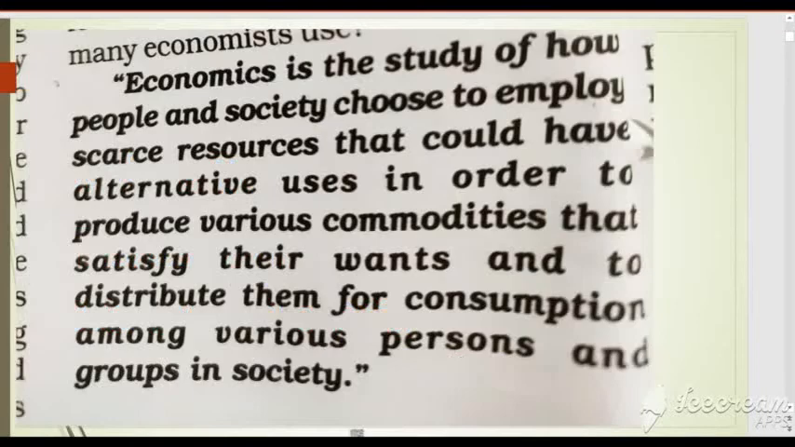Children, this is the definition of economics. Economics is the study of how people and society choose to employ scarce resources that could have alternative usage in order to produce various commodities that satisfy their wants and to distribute them for consumption among various persons and group in society. So this is the definition of economics, and you are supposed to learn this definition as it is written, right? Because it is written in inverted commas.